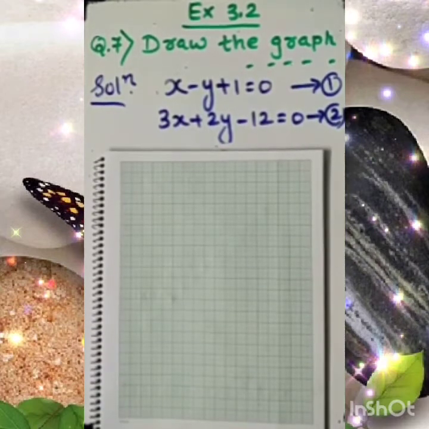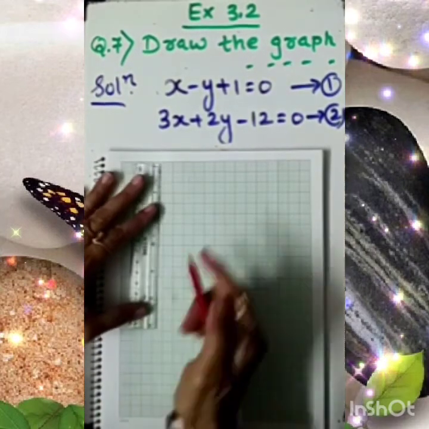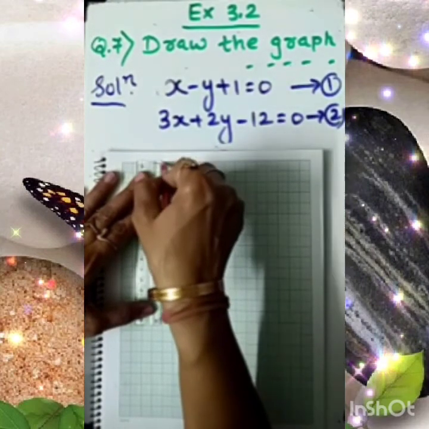So we are going to start the graph of the given two linear equations, that is x minus y plus 1 equal to 0 and 3x plus 2y minus 12 equal to 0. So let's work out for that. You ready? Now you can see here, all the way the graph will lie in the first quadrant. So we need to start the graph. I am starting from here according to the points.